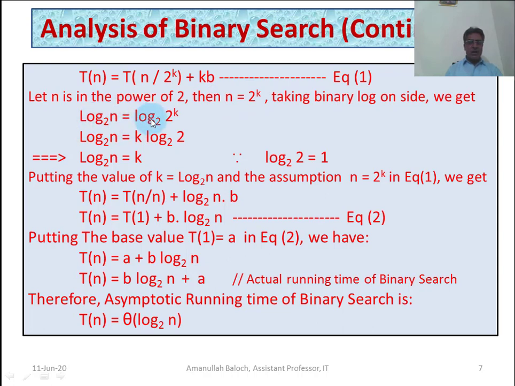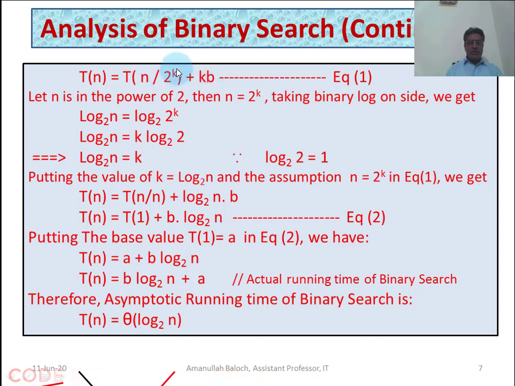Log n base 2 is equal to log 2 to the power k base 2. Now we apply the log formula and bring the k to the start of the log: k log of 2 base 2, and log of 2 base 2 is actually equal to 1. Then k into 1 is equal to k, and it becomes log of n base 2 is equal to k. So k is equal to log of n base 2, and we put the value of k here.